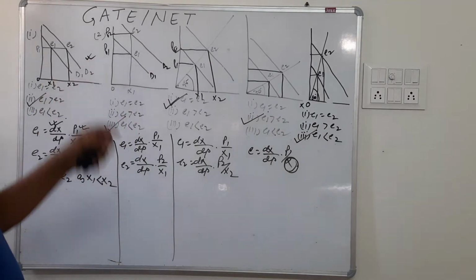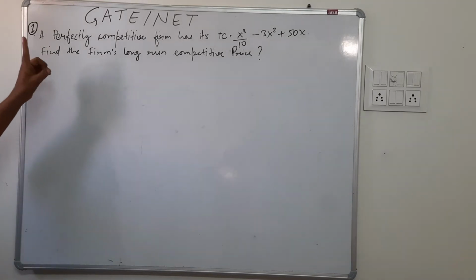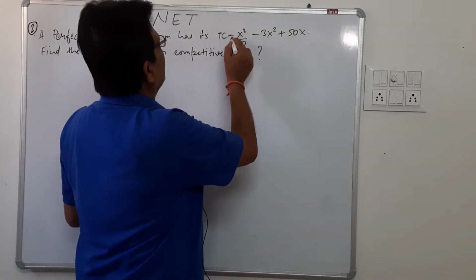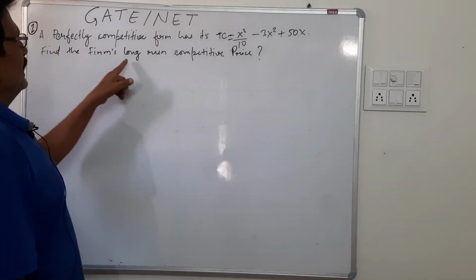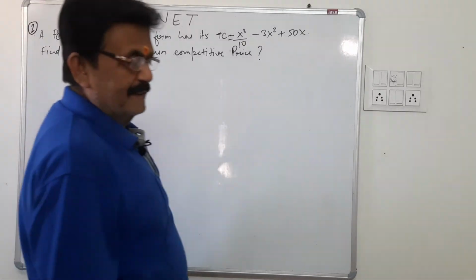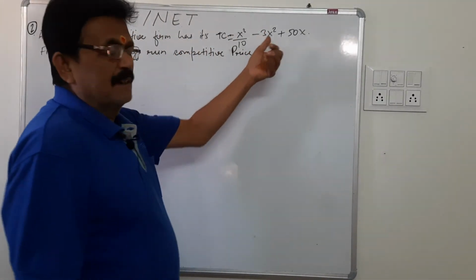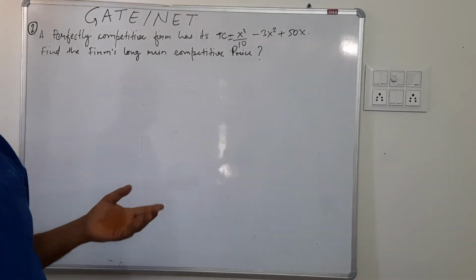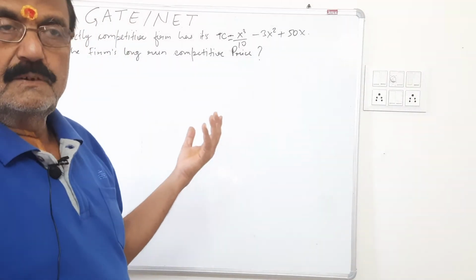So this is all for this. I am just showing another question. This question is that a perfectly competitive firm has its total cost TC function given, then find the firm's long run competitive price. A little bit ticklish question. The cost curve is given and the long run competitive price has been asked. So unless you are well sound in theory, you just can't attempt such questions.